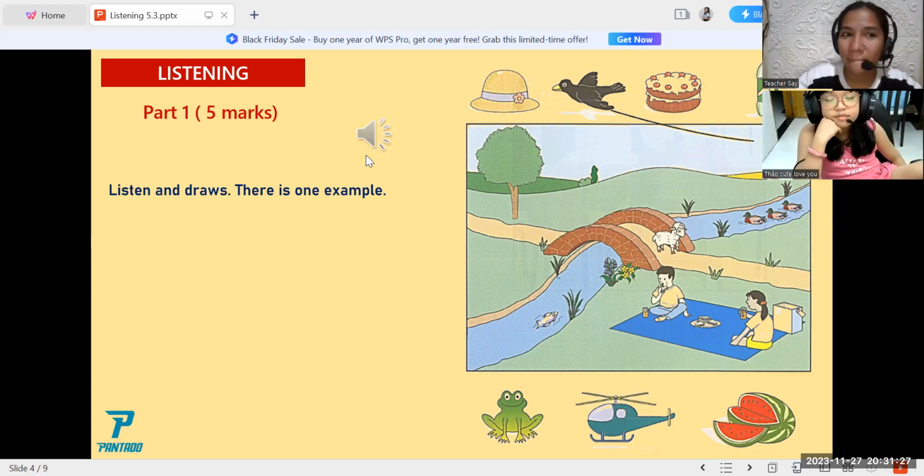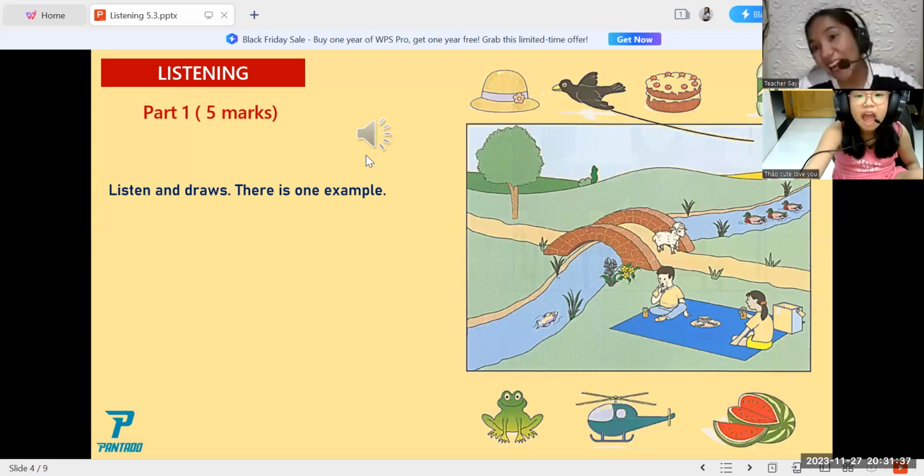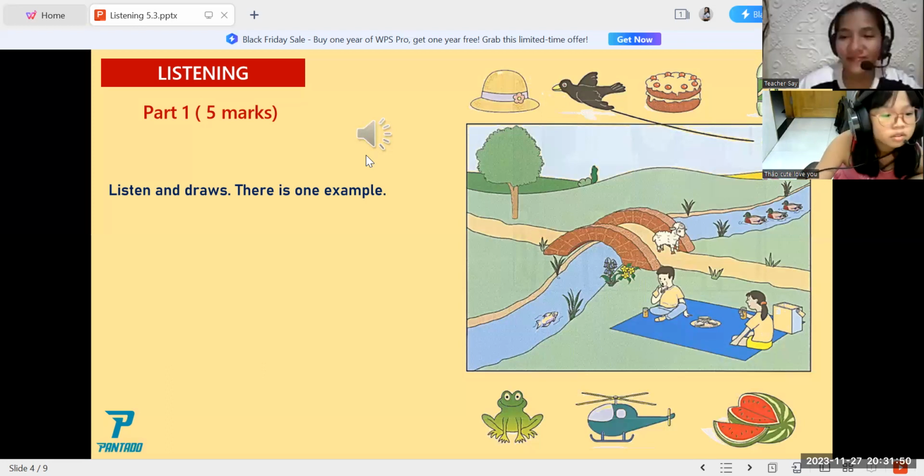Part one. Look at part one. Now look at the picture. Listen and look. There is one example. Put the bird next to the sun. Put the bird where? Put it there. It's flying next to the sun. Okay. Can you see the line? This is an example. Now you listen. Teacher? Yes?